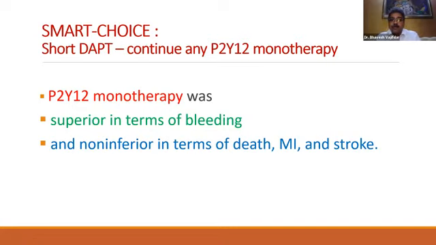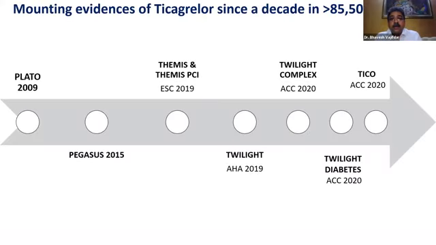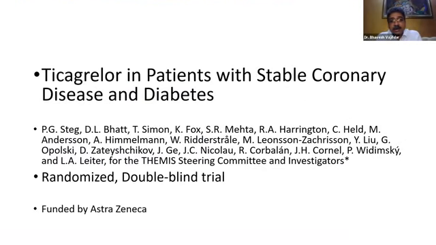If you are not going to have lots of problems and you are going to reduce the bleeding, then why not go to a single therapy, and that too without aspirin, but continuing the other drug. Then recently again a few trials have come, the Themis, Twilight, let us look at them, and they were mostly about ticagrelor. And here is the first trial, this Themis trial.